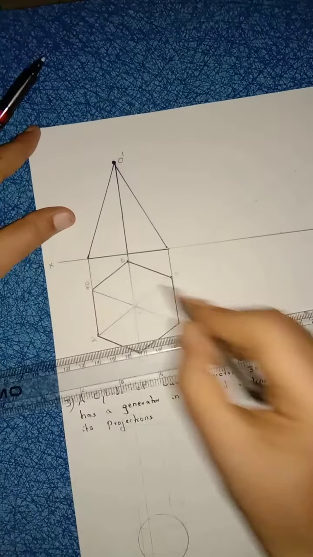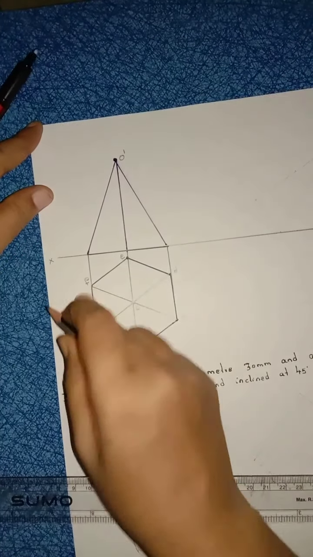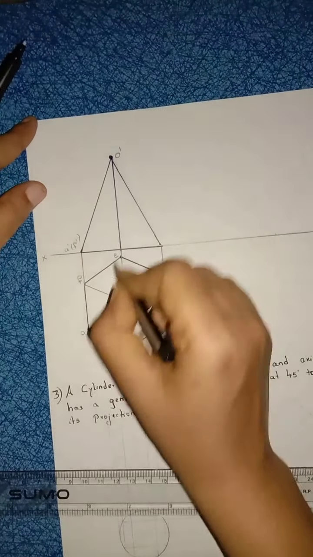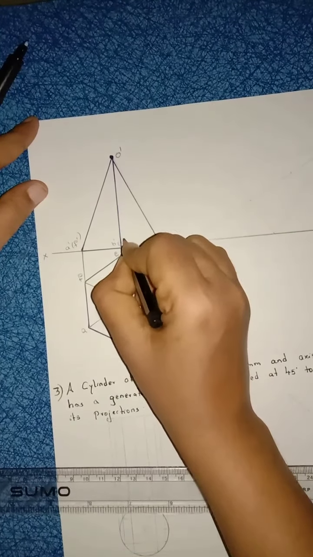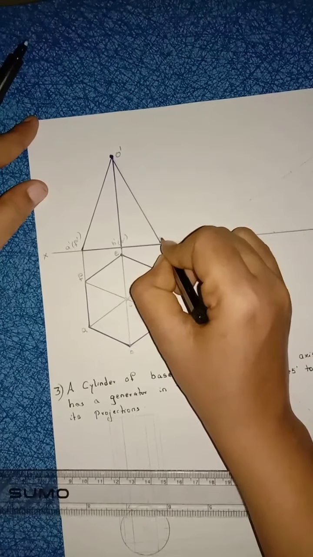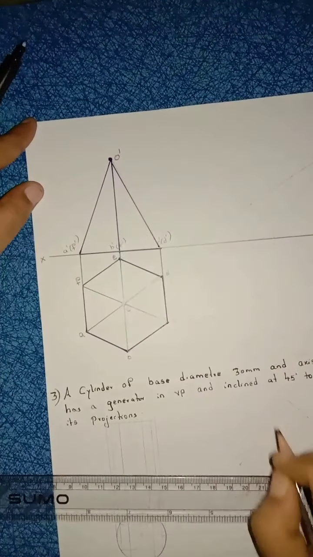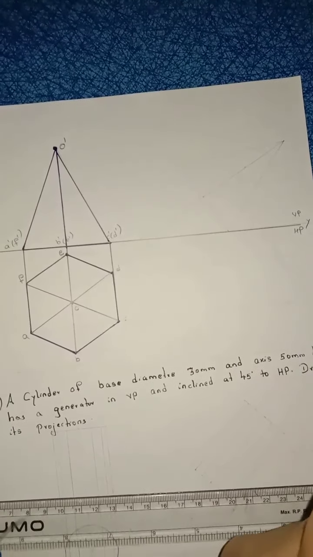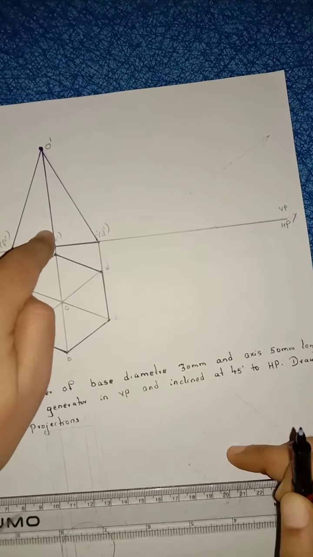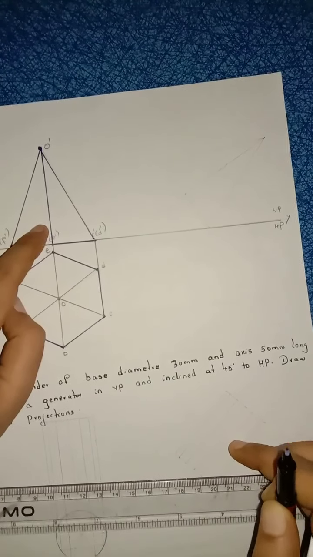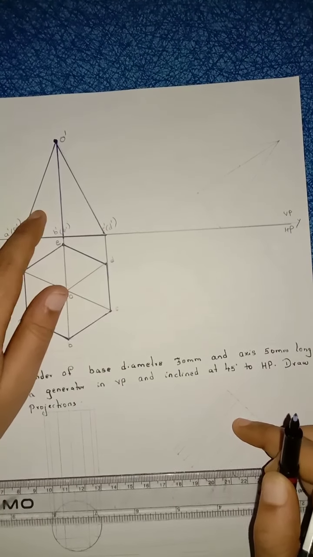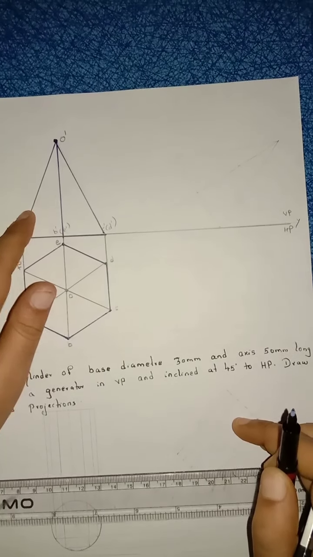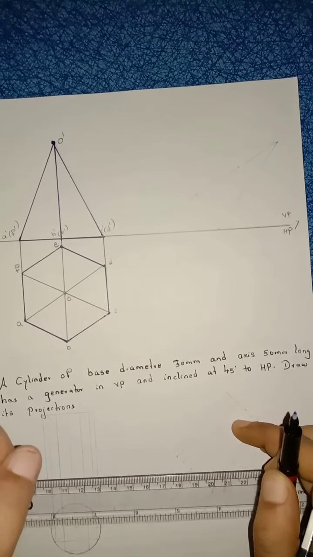right? After that, what is the point name here? A dash of F dash. A dash of F dash. This point is B dash of E dash, and this point is C dash of D dash. Right? So this is your first position. And the next part of the question is, its axis is inclined at 30 degrees to the ground. 30 degrees to the ground means 30 degrees to HP. Right? So angle 30 degrees.